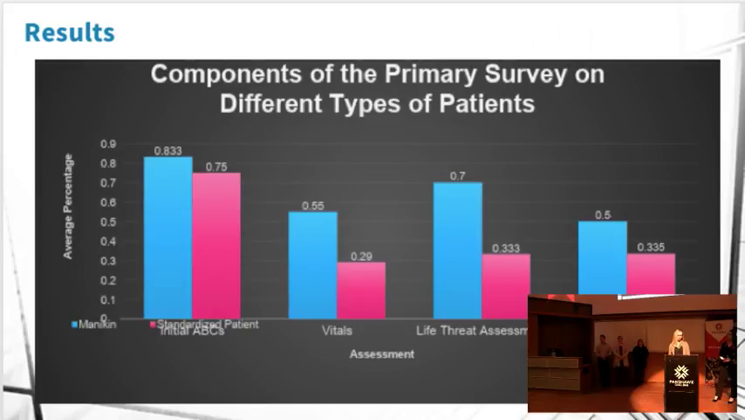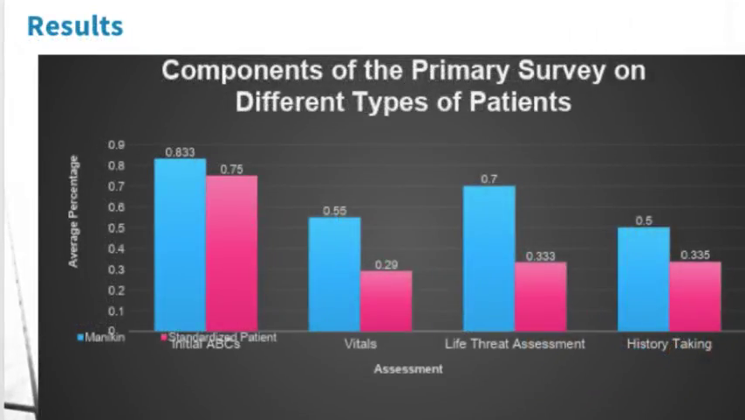So let's start at the beginning. If you look at this graph, the blue bars represent the assessments that were done on a mannequin, and the pink are on the standardized patients. So in the first part of the graph, on the mannequin, students completed airway, breathing, and circulation checks.